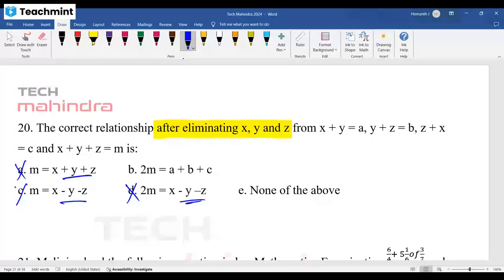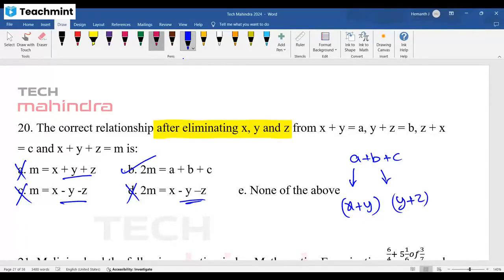So option B. In fact, if we add a plus b plus c, right hand side, a means x plus y, b means y plus z, c means z plus x. It will give 2 into x plus y plus z. That is nothing but 2m. You want to eliminate x, y, z. Simple is that. 2m is the answer. I am discussing two set of questions.